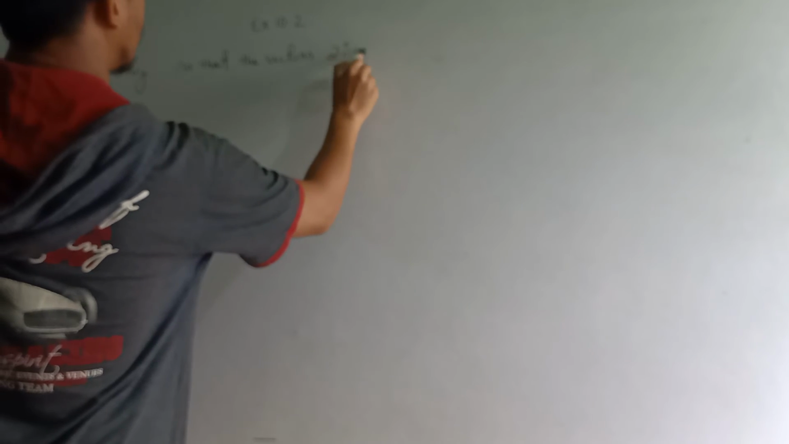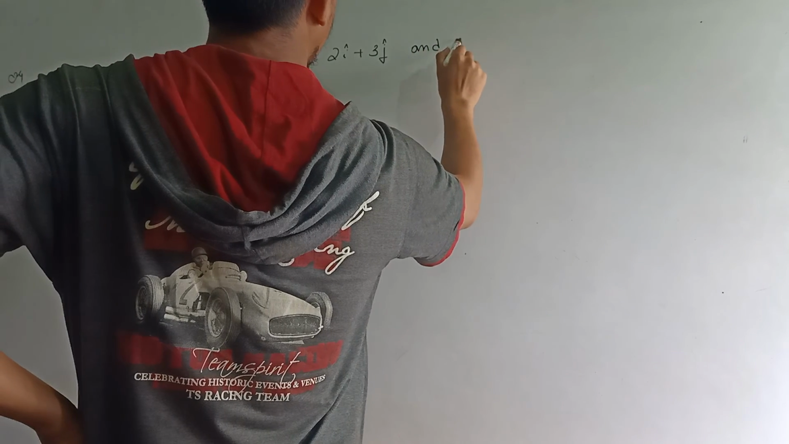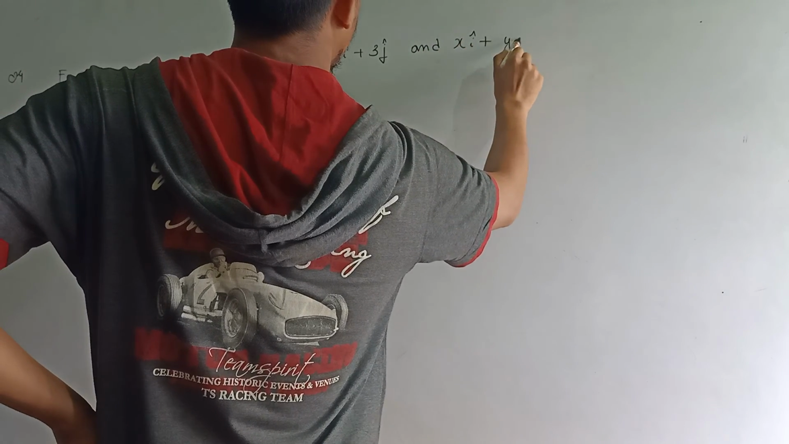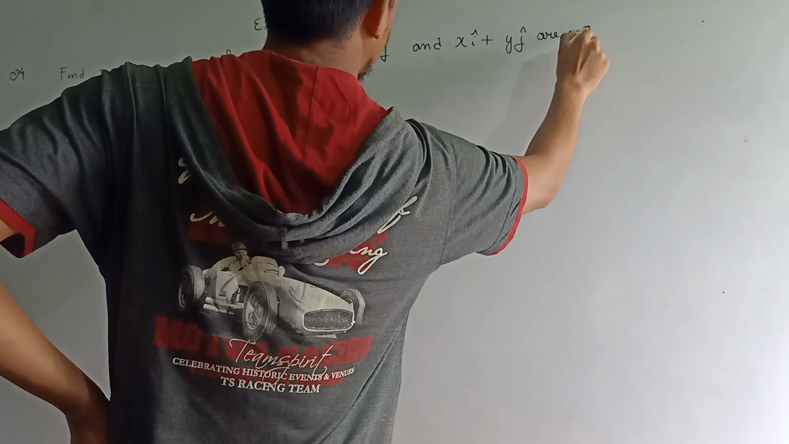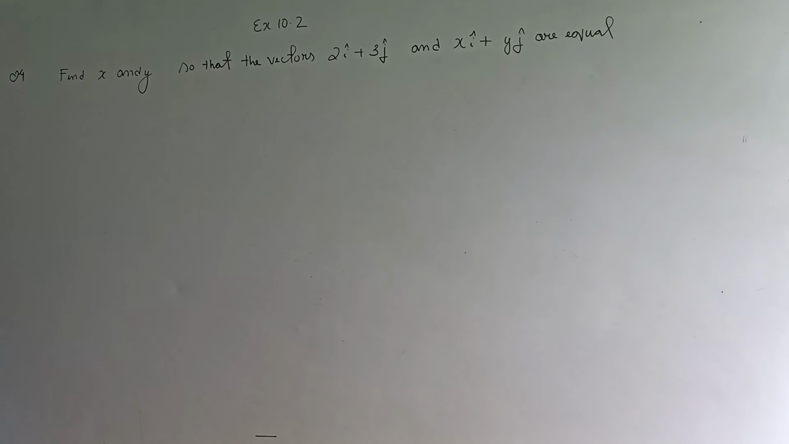Number 4. Find the values of x and y so that the vectors 2i cap plus 3j cap and xi cap plus yj cap are equal. These two vectors are equal, and with that, we need to find out x and y.